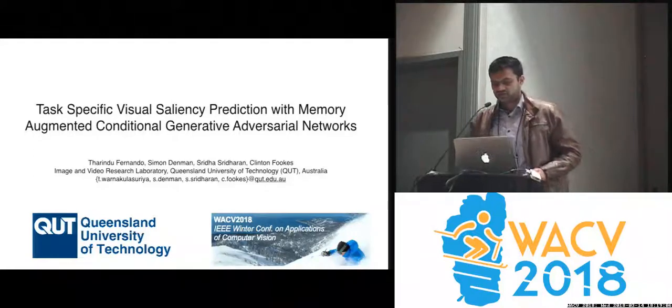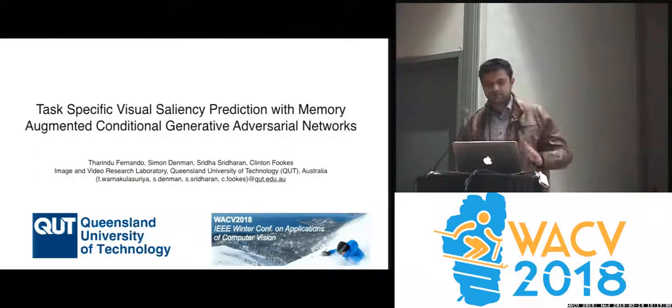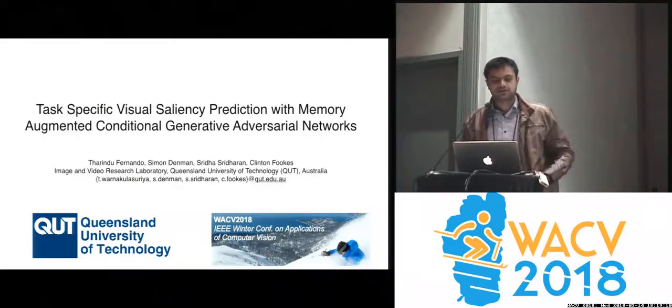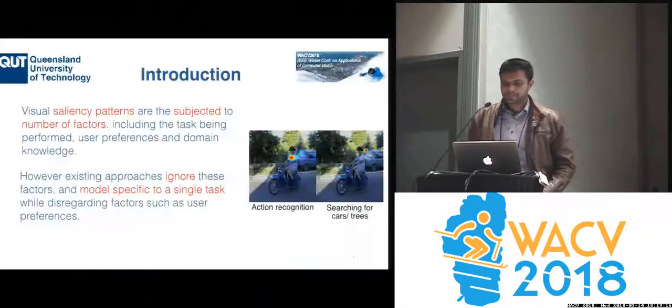And I'm Tharindu Fernando, and with this work, we are presenting a novel framework for task-specific visual saliency prediction with neural memory networks and conditional generative adversarial networks.